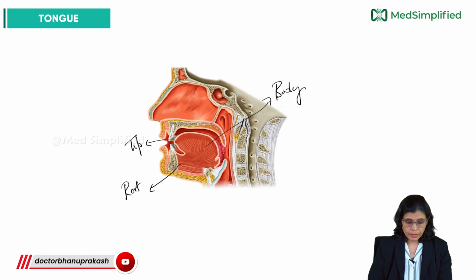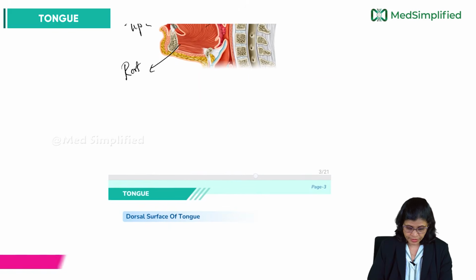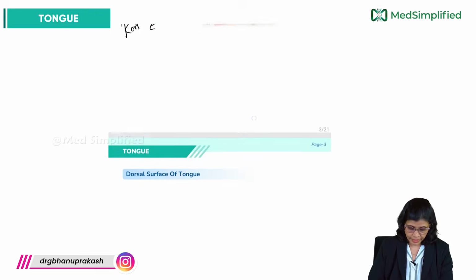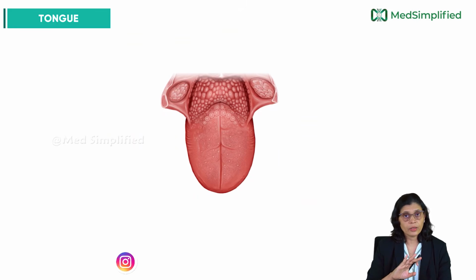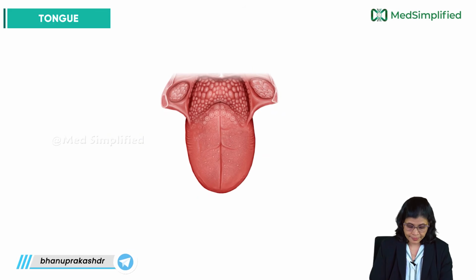Now the body of the tongue is basically the portion of the tongue between the tip and the root. This body will have two surfaces, the dorsal surface which we see here up, and the ventral surface. The dorsal surface of the tongue will be convex on all the sides.